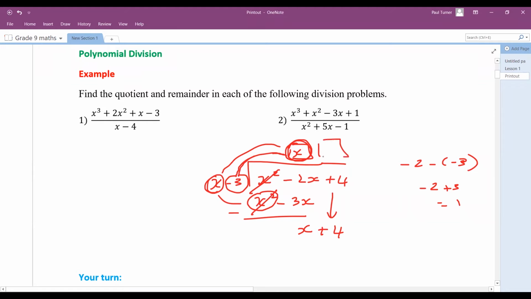Anyone? What goes there? We've got an x here, and this is x. So wouldn't this be 1? Yeah, plus 1. So 1 times x is x, 1 times minus 3 is minus 3, and then we subtract. So 4 minus negative 3 would be 7. So what's that 7? What's special about that? What's that number called?